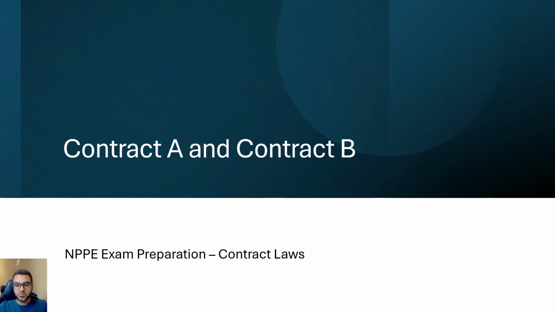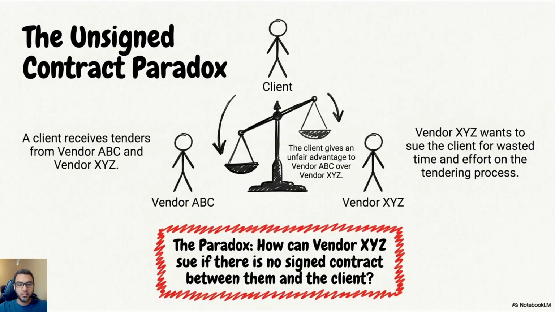Contract A and Contract B is one of the concepts that frequently appear in the National Professional Practice exam. In this video, we will cover the concept, how it was originated, and the applications of it in the engineering work. Picture this. Two vendors, vendor ABC and vendor XYZ.